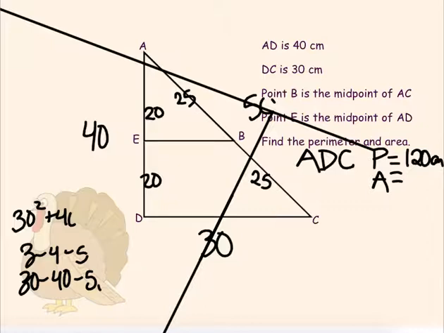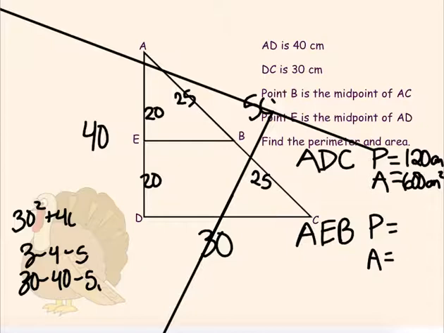And the area, well, that means I'm going to do 30 times 40 divided by 2, so that gives me 600 centimeters squared. So that's a big triangle. Then we can look at the small triangle and say, okay, what is AEB? The perimeter and the area.